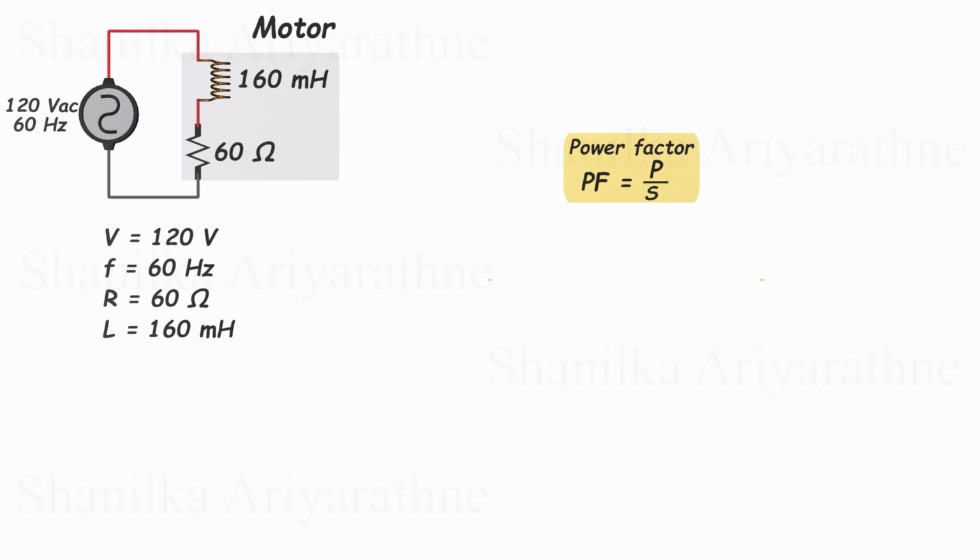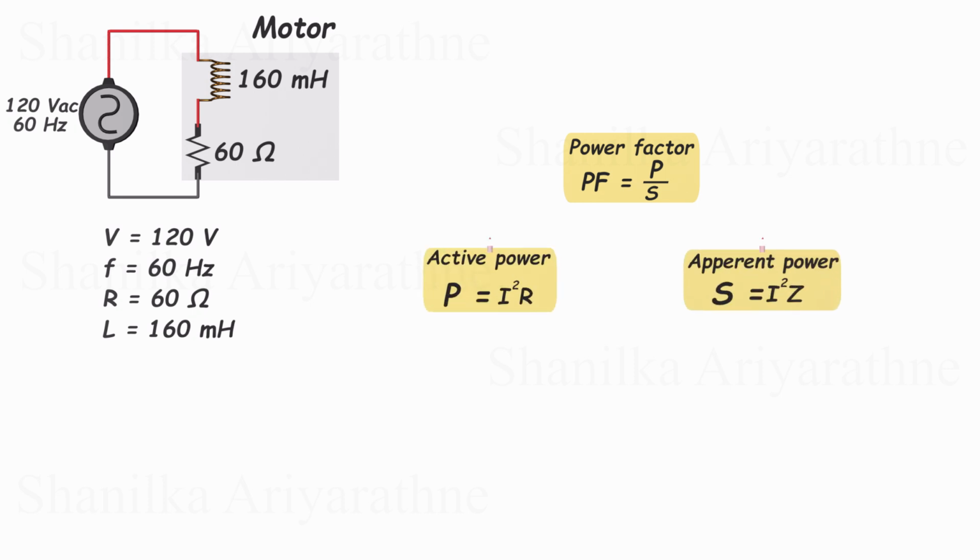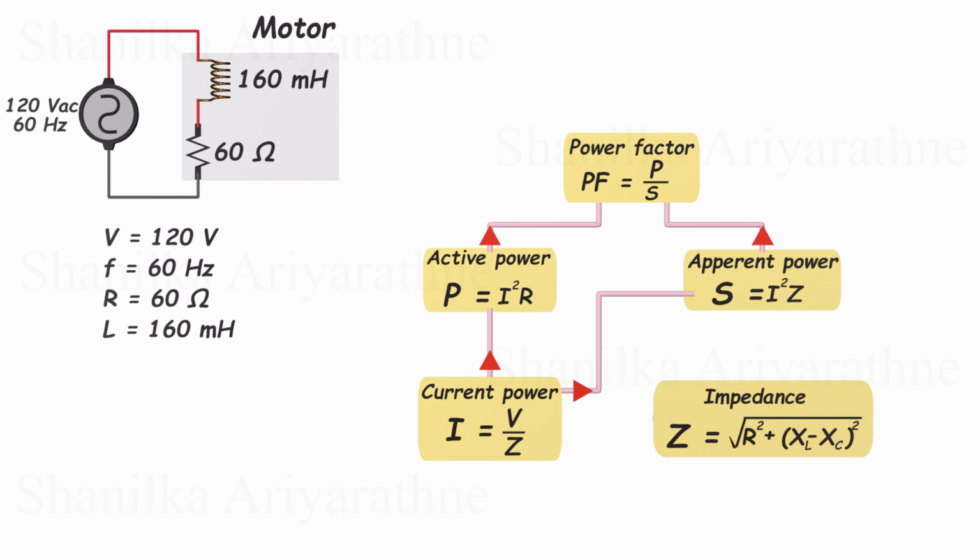We need to calculate the power factor, which requires knowing both the apparent power and active power. The apparent power can be calculated using the impedance of the circuit and current, while the active power can be calculated using resistance and current. Resistance is given. However, we don't know the current and impedance of the circuit. To calculate the current, we also need the impedance and voltage. Voltage is given. To calculate the impedance, we need to know both the resistance and reactance of this circuit.